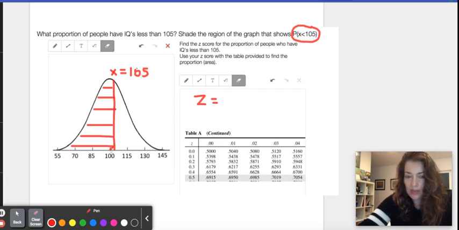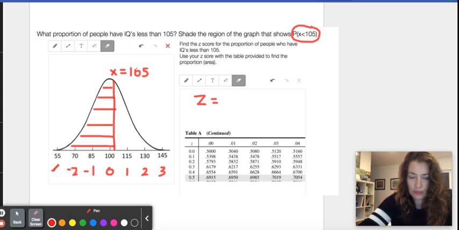Now keep in mind, the z-score of the mean is always going to be 0, and one standard deviation to the right is 115, and that would be a z-score of 1. Two standard deviations to the right, that would be a z-score of 2, and this would be a z-score of 3. And on the left, this would be -1, -2, and -3. And of course, in class, I will go over this in more detail.